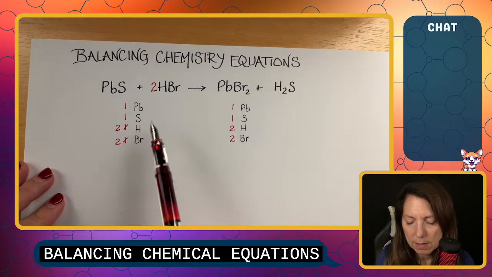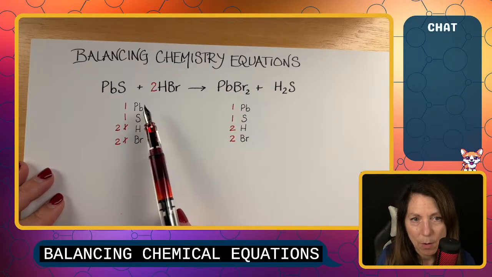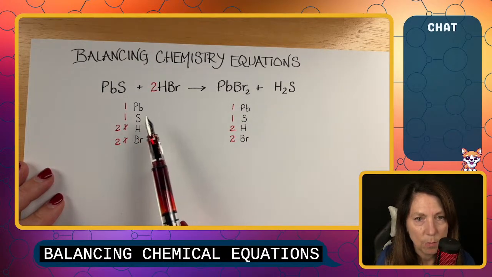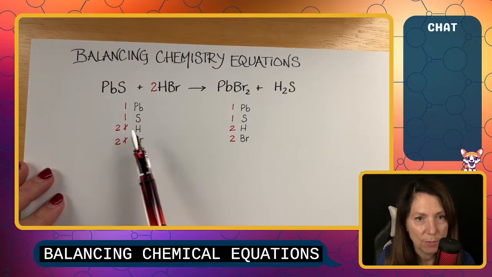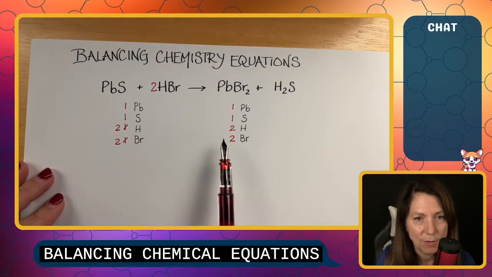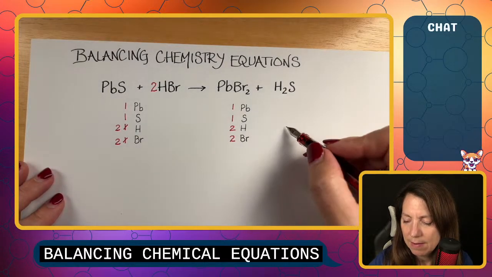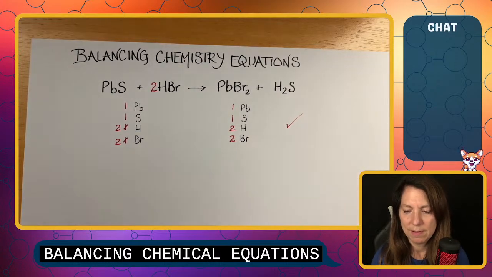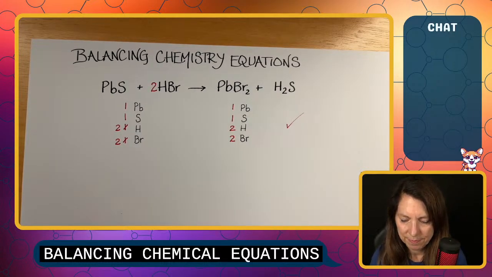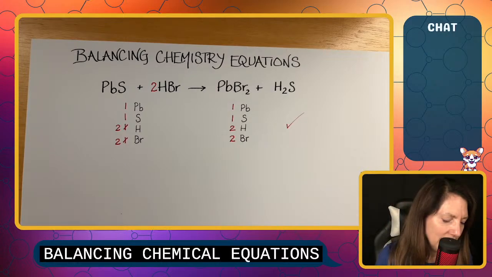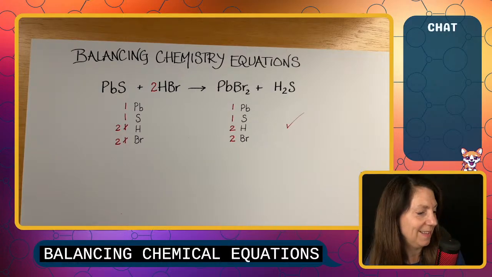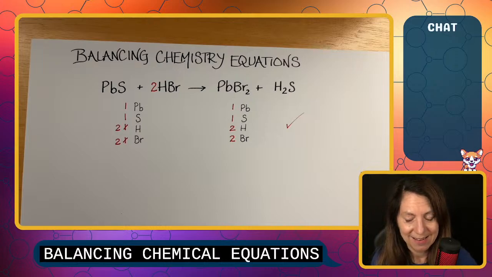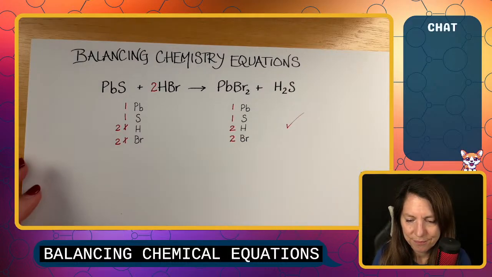Now we cross-check. Do we have the same number of everything on both sides? 1 and 1 lead, yes. 1 and 1 sulfur, yes. 2 and 2 hydrogens, yes. 2 and 2 bromines, yes. And check. We have a balanced chemical equation. Fabulous. So that one, we only had to put 1 stoichiometric coefficient in, and then we were done. That's pretty cool. Let's look at another example.